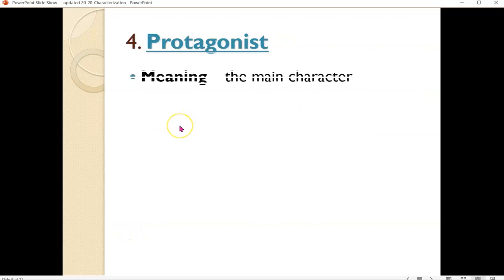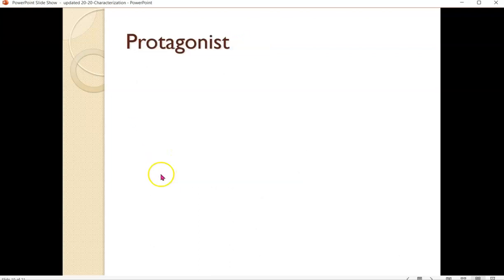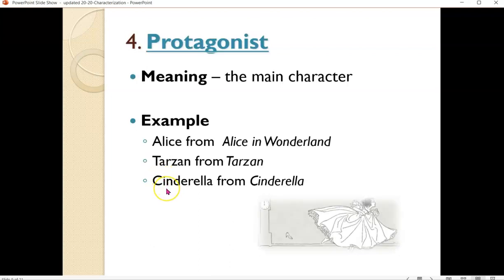So the first type of character we are going to discuss is the protagonist. So think of pro as in yeah, we're all about it, pro. Protagonist is the main character. And an example would be Alice from Alice in Wonderland, Tarzan from the movie Tarzan, Cinderella from Cinderella. So those are all examples of a protagonist. So pro as in yes, pro, professional, we're for it.